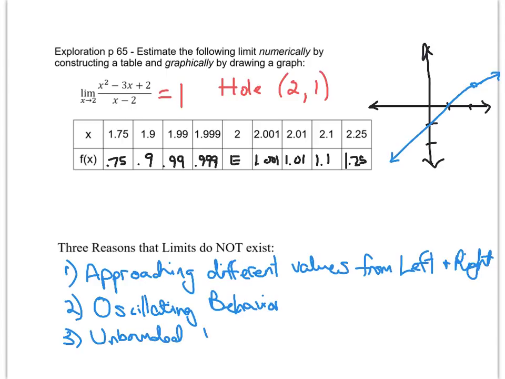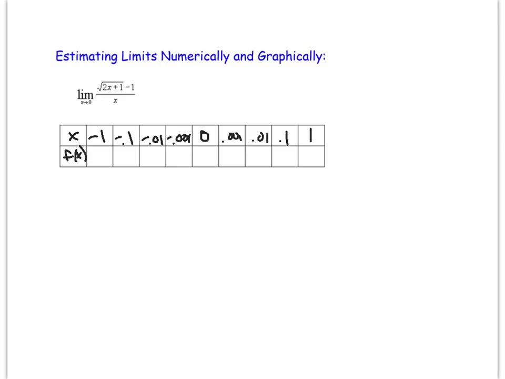Unbounded behavior generally means a vertical asymptote because the graph is going close to positive infinity or negative infinity to either side of a particular x value. So these are 3 reasons that a limit would not exist. All of the examples that we've seen before, we have had limits existing. But for these 3 scenarios, we would then say that the limit does not exist.